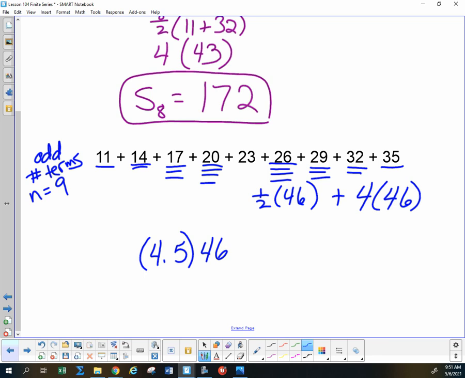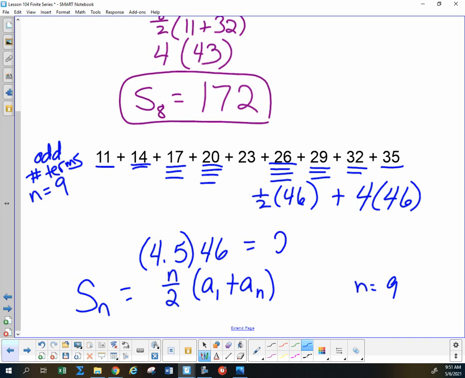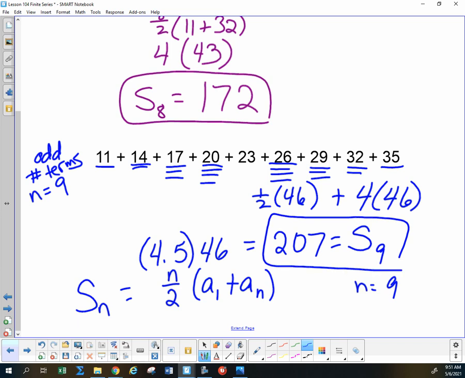So my 46 was my first term plus my last term. N was 9. Is 4 and a half 9 divided by 2? So it is still n divided by 2, so I still have my same formula, even when it is odd. And so for this particular one, if I added all of those up, I would have 207 as the sum of the first 9 terms of that series.